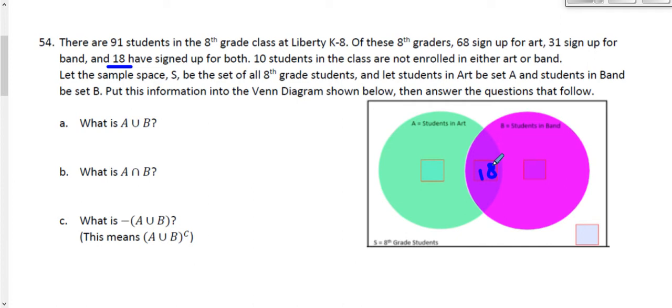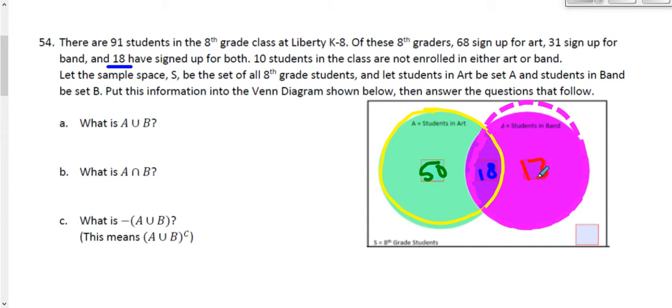Now, it does say that 68 people have signed up for art, but inside this art circle, I already have 18 students listed. So if 68 total have signed up, then there are only 50 remaining who are taking only art. So I have to do 68 minus the 18 I've already got in that circle. The same thing is going to happen when I take a look at the band students. I already have 18 students listed in this band circle, but there are 31 total who have signed up for band. So if I do 31 total minus the 18 that are already in that circle, there are 13 students who are in only band.